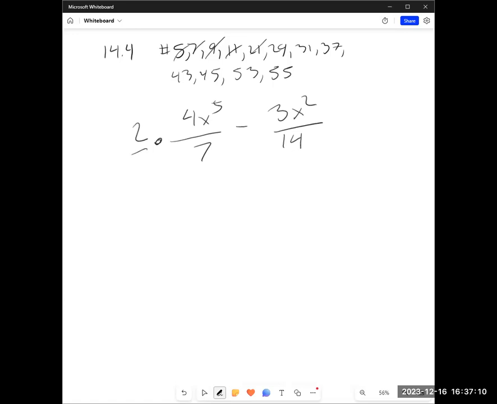Make a common denominator of 14 here. So this is going to be 8x to the 5th minus 3x to the 2nd over 14. And there's nothing more I can do here because these are not like terms for me to add together, since this one is degree 5 and this one is degree 2. Leave that alone.